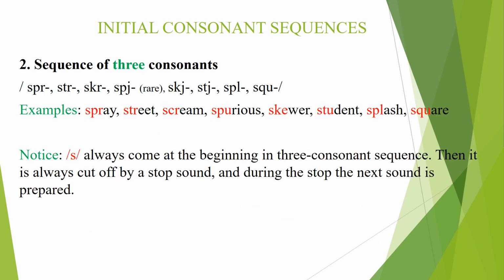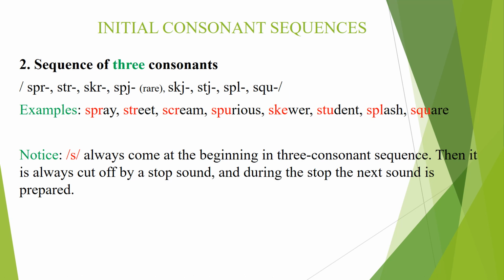The second type of initial sequence in English is the sequence of three sounds, or the sequence of three consonants, which are spra, stra, skra, spia, skia, stia, and spla, and squa. Now, notice that the longest initial consonant sequence in English has only three consonants. Now, for example, spra, spray, stra, street, skra, scream, spia, spurious, skia, skewer, stia, student, spla, splash, squa, square.